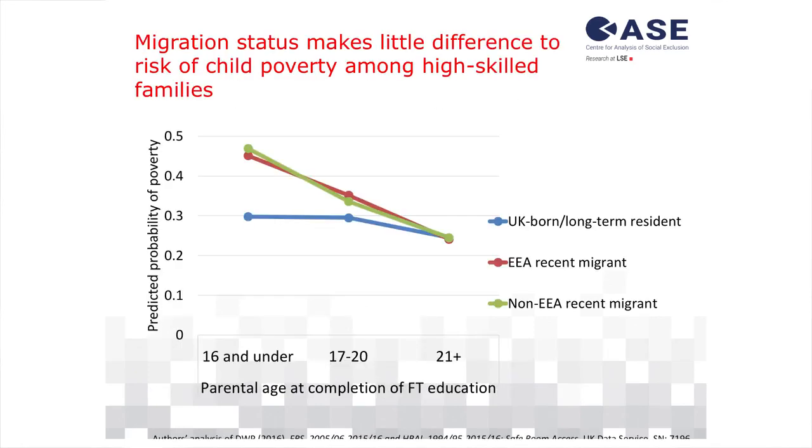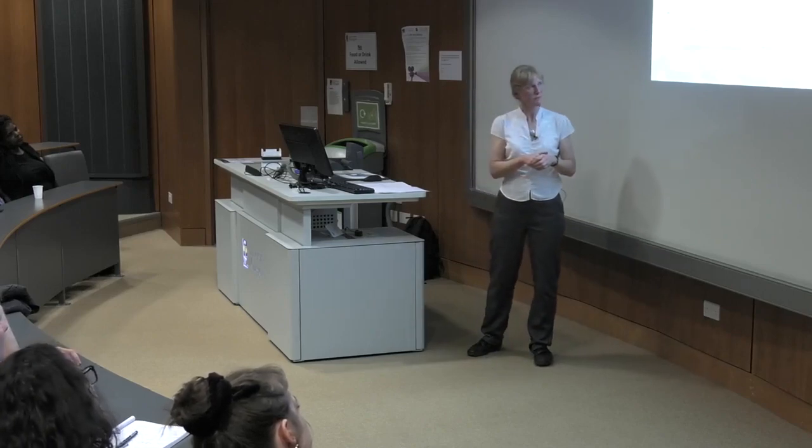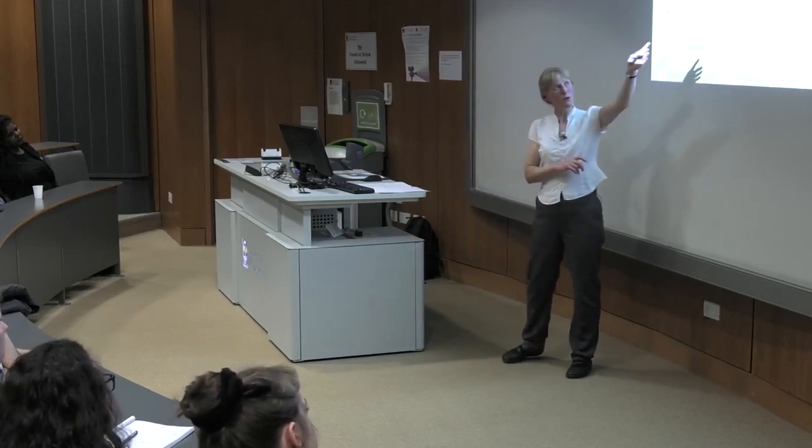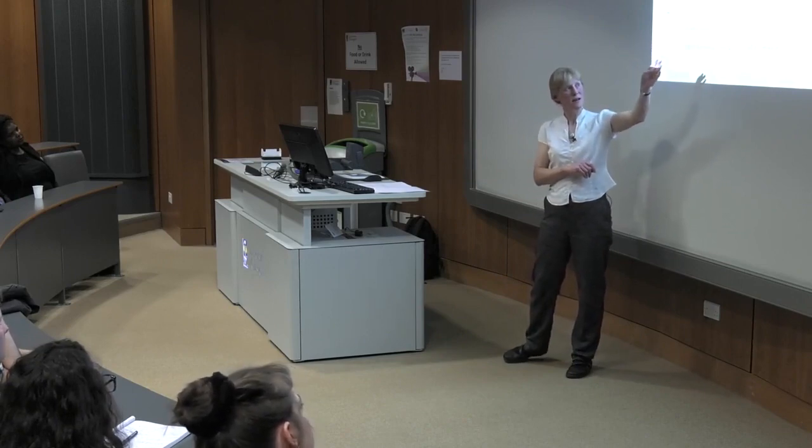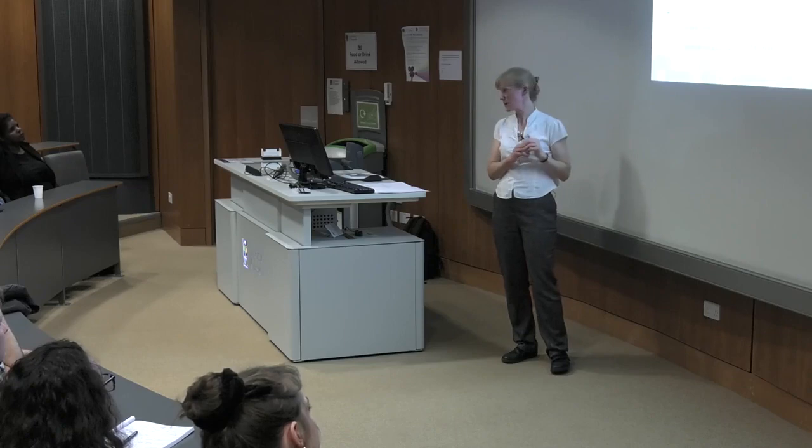Another very interesting result was about the interaction between skill level and poverty risk for migrants and non-migrants. Here we've looked at the parent who left education at the oldest age. If there are 2 parents, we take the one who's left older, whether it was 16 and under, 17 to 20 or 21 plus. So you can think of this as how much education they've got, their skill level, if you like. And again, we've looked at the blue line for the UK-born long-term resident, the EEA recent migrants, the non-EEA recent migrants, and this is risk of relative after-housing cost poverty.